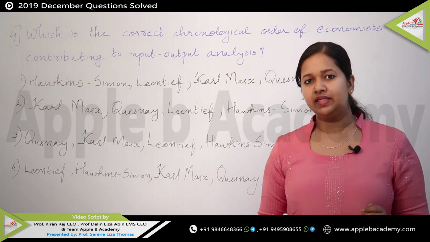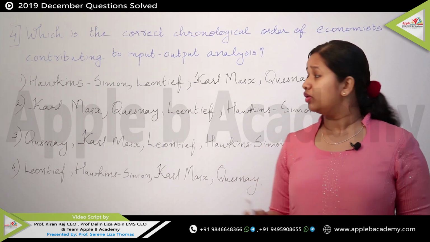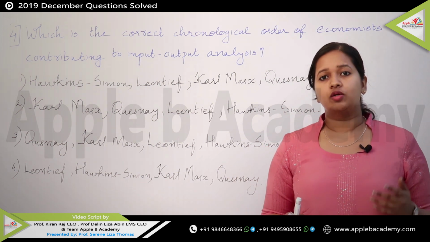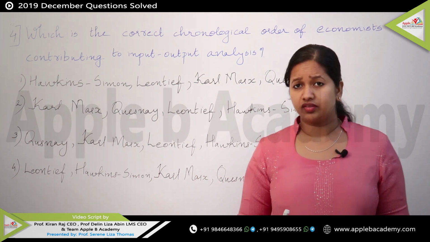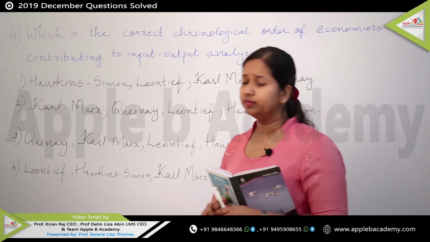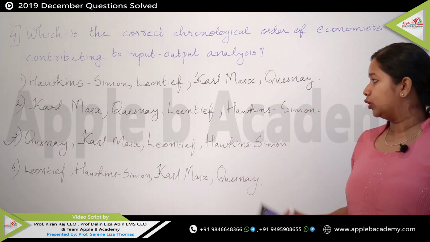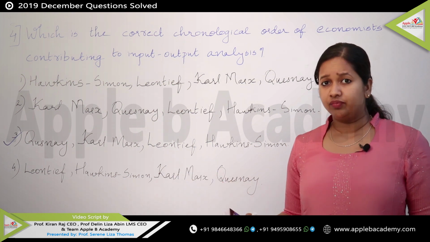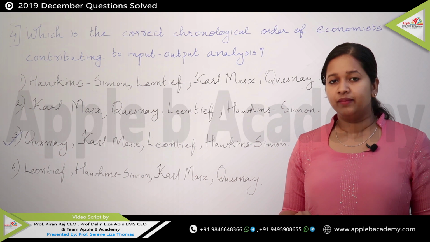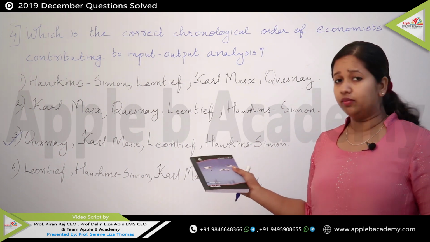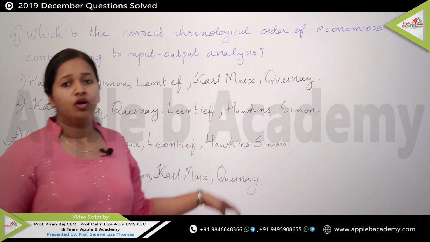The next question is from input-output analysis. We need to arrange the following economists who have contributed towards input-output analysis in chronological order. The answer is option C. Quesnay, who is a physiocrat, contributed first towards input-output analysis in his theory. Then Karl Marx, then comes Leontief, and finally Hawkins-Simon.